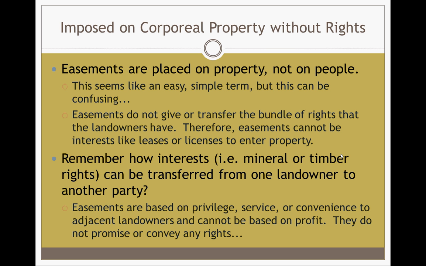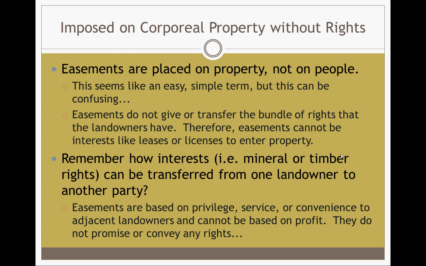If I was transferring property with a quitclaim or a warranty deed, I would be transferring my ownership, conveying it, and all of my rights that I possess and own to another person. But instead here, we're not conveying rights necessarily, we're conveying use. Now remember how interest, mineral or timber rights can be transferred from one landowner to another party? Well, easements are based on privilege, service, and convenience to adjacent landowners and cannot be based on profit. Now, mineral and timber rights, I can use those to make a profit on the property. And depending upon the way that's written, you might get some, you might not.